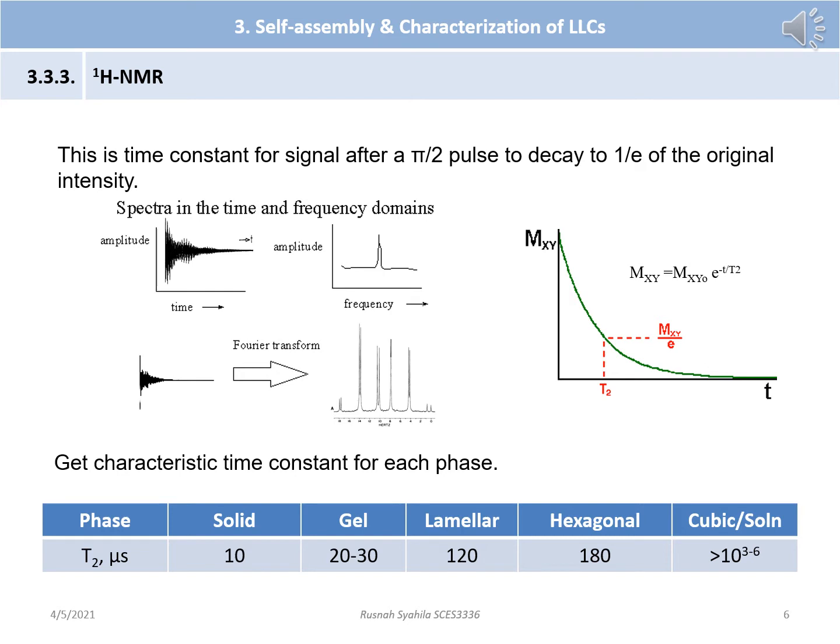Thus T2 is the time required for the transverse magnetization to fall to approximately 37%, 1 over e, of its initial value. Synonyms for T2 relaxation are transverse relaxation and spin-spin relaxation. The time T2, in units of microseconds, and the related phase is provided on the slide.